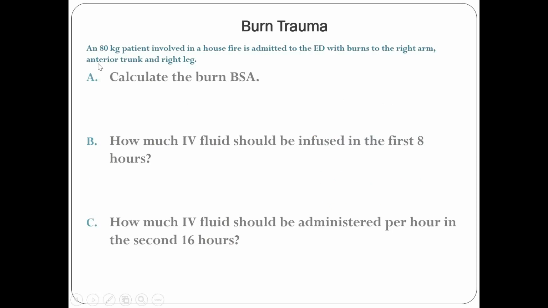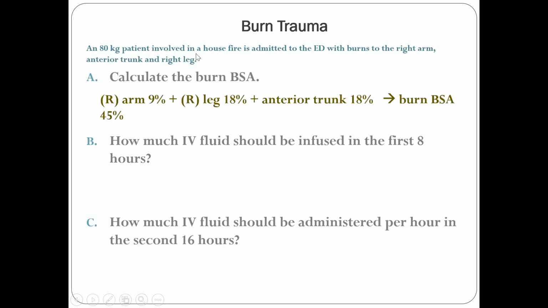When we look at this, we have an 80-kilogram patient, and they had burns to the right arm, anterior trunk, and right leg. The right arm means front and back, so that's 4.5 times 2, or 9%. The anterior trunk is going to just be 18%, and the entire leg, half, is 9%, so 2 is 18. When you add 18 plus 18 plus 9, that comes up with a calculation of 45% total burn body surface area.